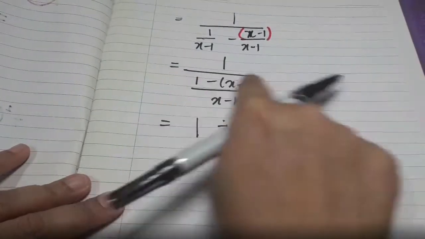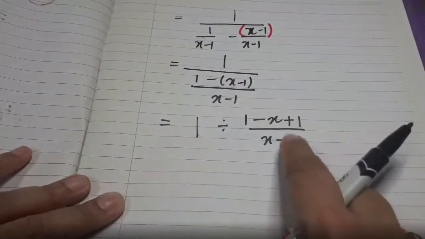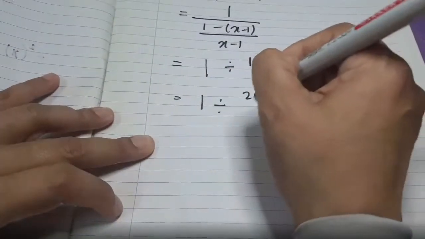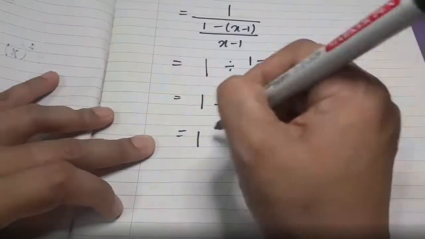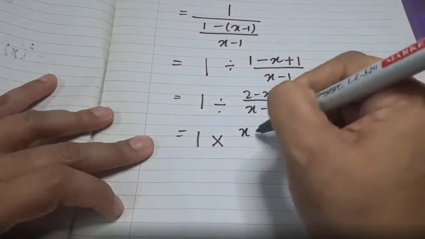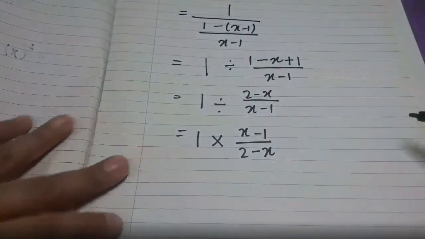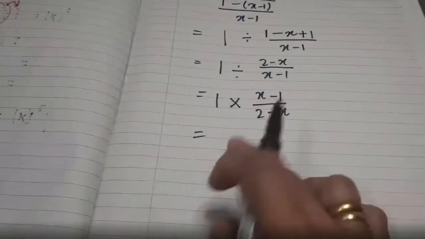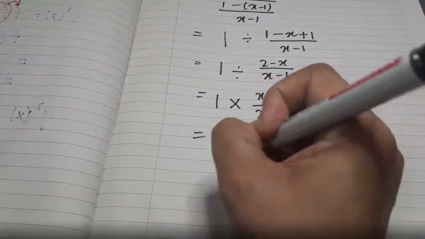Saya tukar. Tadi saya buat per, tapi saya tukar jadi bahagi. Per dengan bahagi sama. So yang ini saya salin. Okay. So this is 1 divide 1 plus 1, 2 minus x over x minus 1. So divide with fraction become multiplication. This is x minus 1 over 2 minus x. Okay, so final answer, this is multiply with 1. We'll get x minus 1 over 2 minus x.